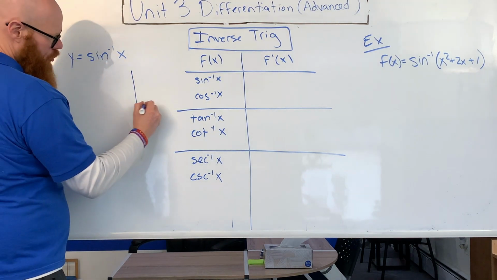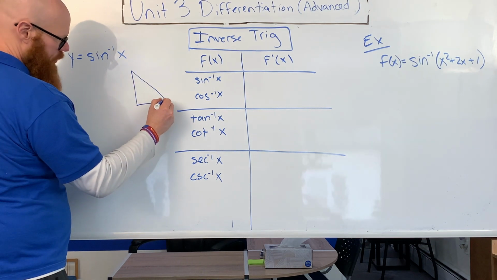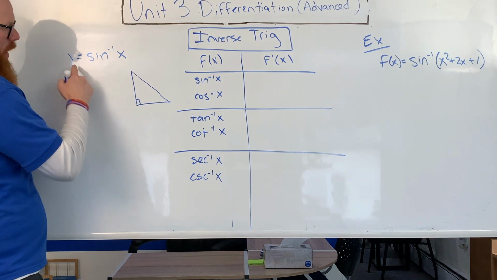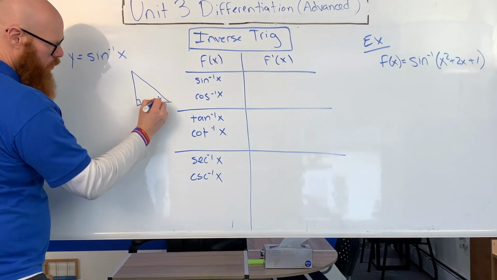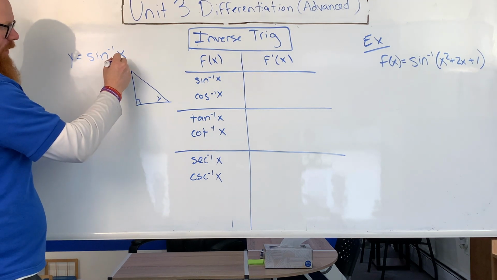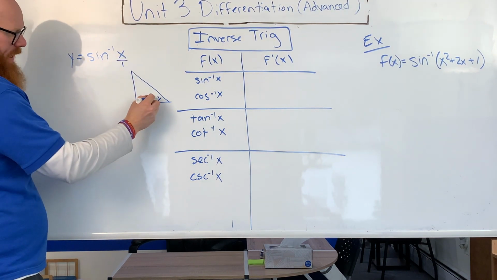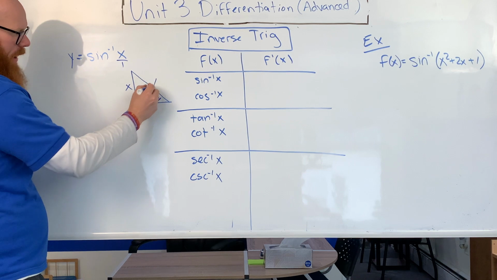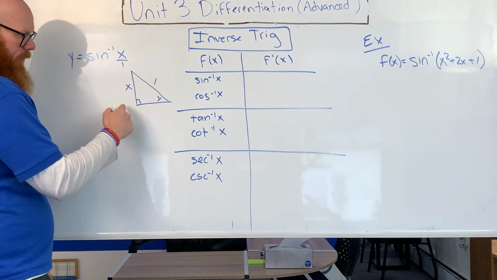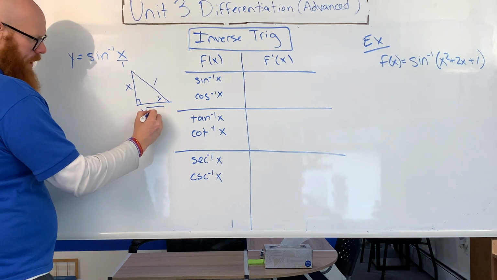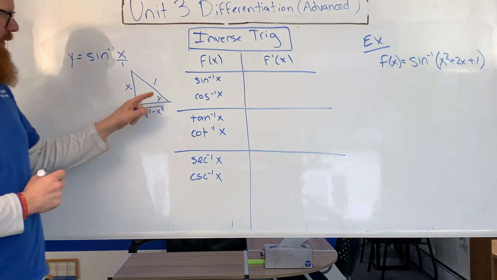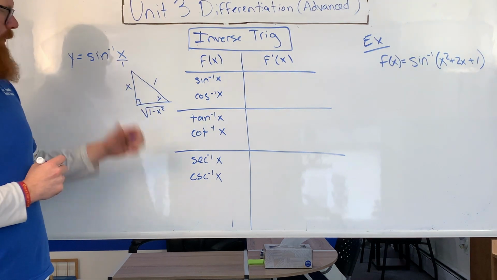So let's think about what this is saying. This is some right triangle, such that if the sine inverse of x is y, then that means the angle is y, such that the sine of that angle is x. And we think of that as x over 1. So the opposite is x, and the hypotenuse is 1. And if we find the other side, we just do the Pythagorean theorem. So that turns out to be the square root of 1 minus x squared. All right, so let's keep this in mind. This is the triangle that we're dealing with.